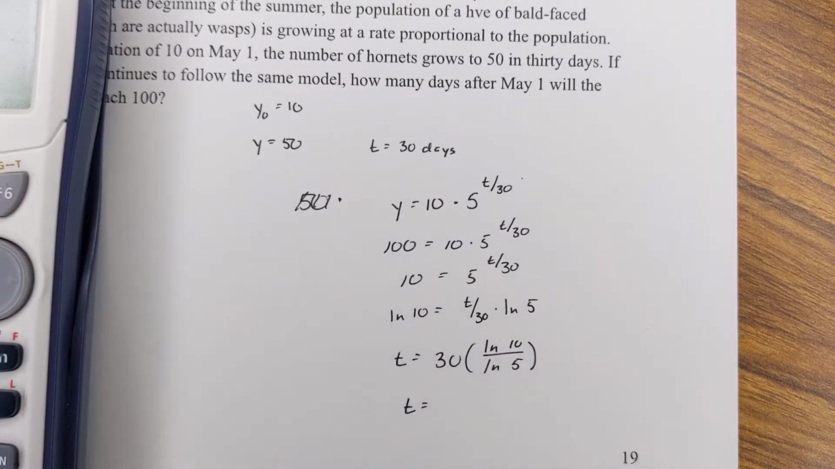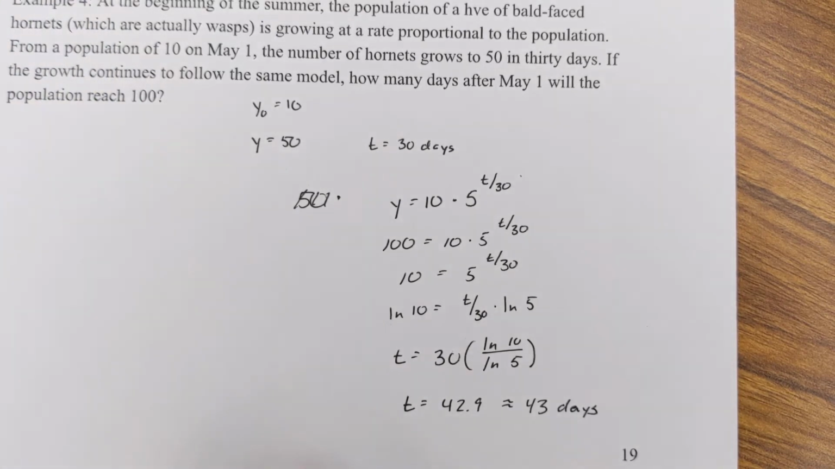So let's see here. 30 times ln 10 divided by ln 5. It's going to take about 42.9, or about 43 days to get there.